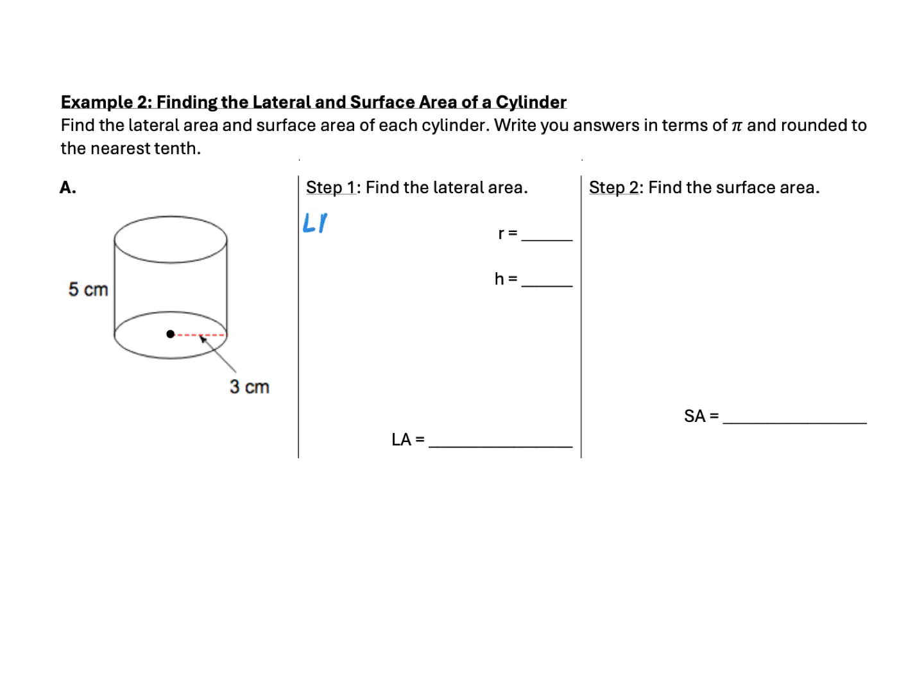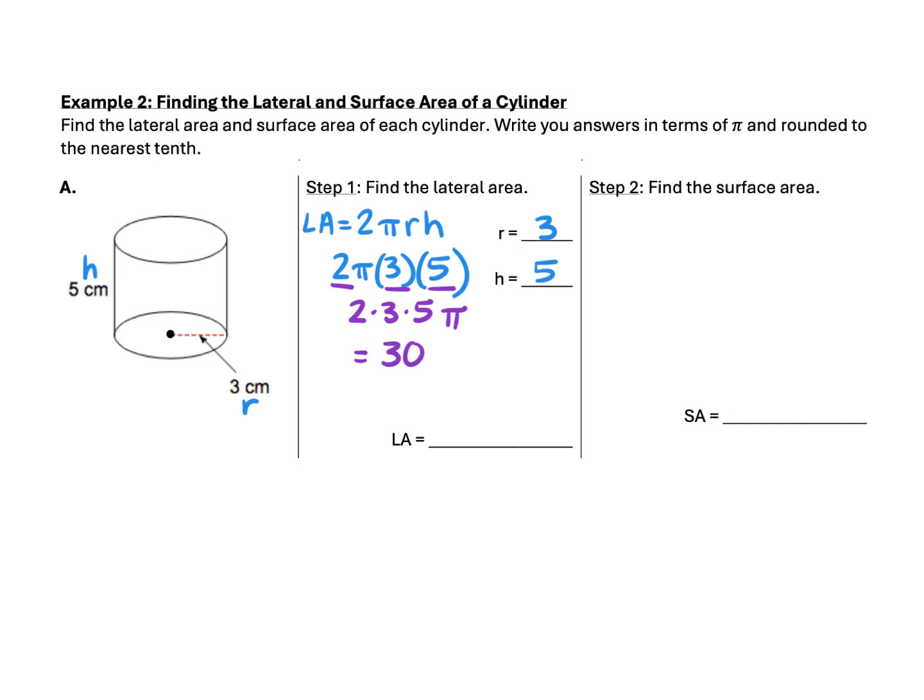To get the lateral area, we need to use the formula LA equals 2 pi r h. r is the radius, and we can see in the diagram the radius is 3, and h is the height, the distance between the two circular bases, 5. So let's plug those values in: 2 pi times 3 times 5. And we want to keep the pi in until the end. So when you take your calculations, just take 2 times 3 times 5 and then put a pi at the end. So that ends up equaling 30 pi. So that's my exact lateral area, 30 pi, and then it would be centimeters squared.